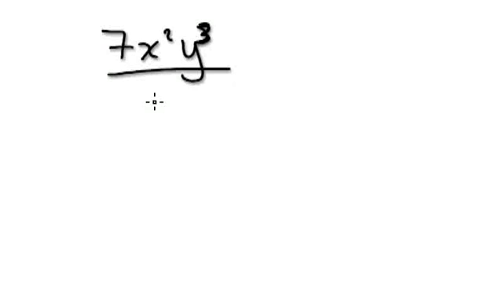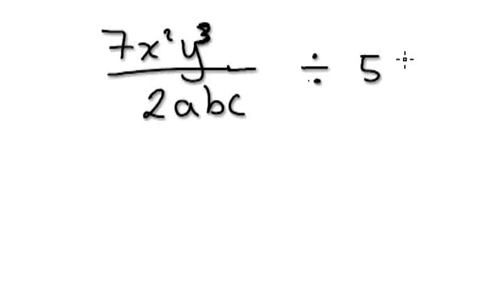Let's say 7x squared y cubed. That's just to the power 3, by the way. Okay. Let's say 2abc. Okay. Divided by 5a to the power of 5 z to the power of 3. Okay, so what does this become? Press pause and have a go.